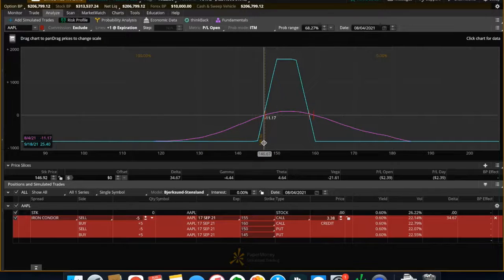And depending on where it goes, this purple line is going to express your P&L, and you'll see that over on the left here. So you see different amounts. For example, if the price went up to this area, let's say 152, that's the top of this purple line, you can see that I'd be up about $100.